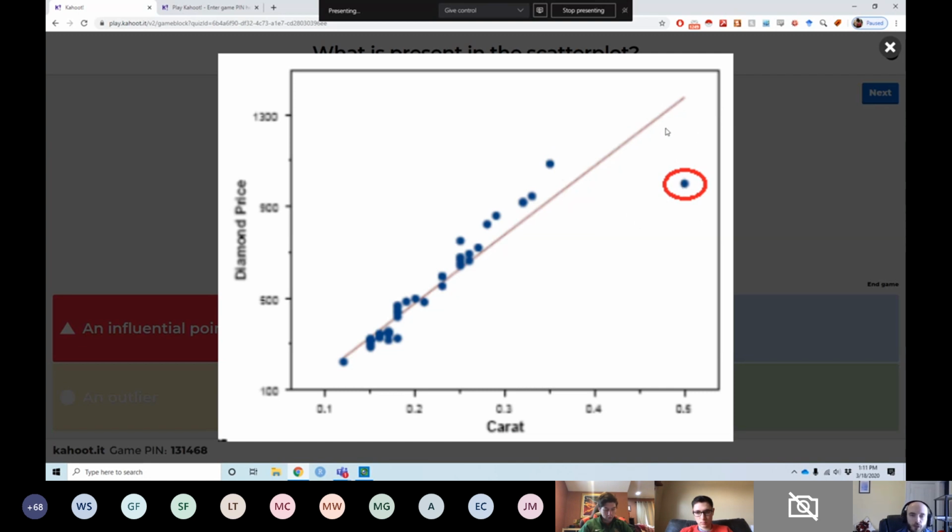The circle is pretty far away from our fitted line. So something is both an outlier, has a large residual, and is either really far to the right of our scatter plot or really far to the left of our scatter plot. It usually ends up being an influential point.